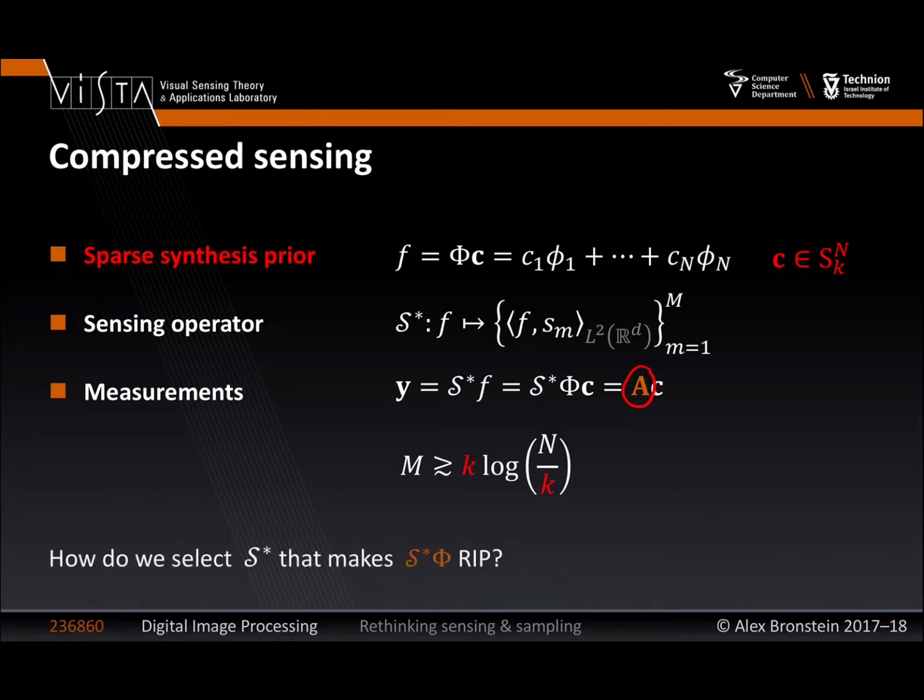But wait a second. What is A? A was this product of the dictionary with the sensing operator. But now we need to construct the sensing operator. How do we construct the sensing operator? So we know how to randomize this product of sensing times the dictionary, but how do we translate this into analog hardware? Analog hardware is this thing. Okay?